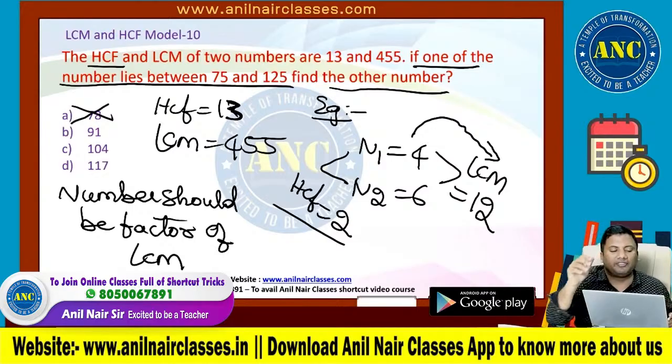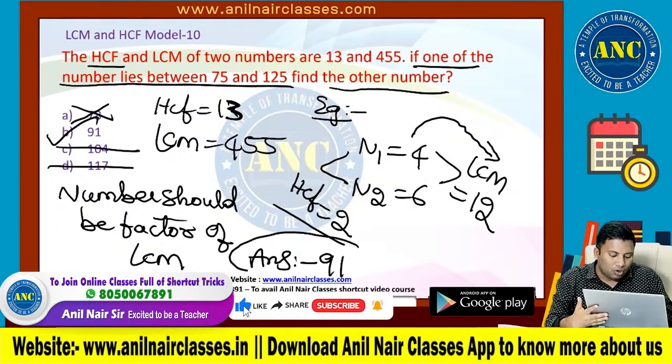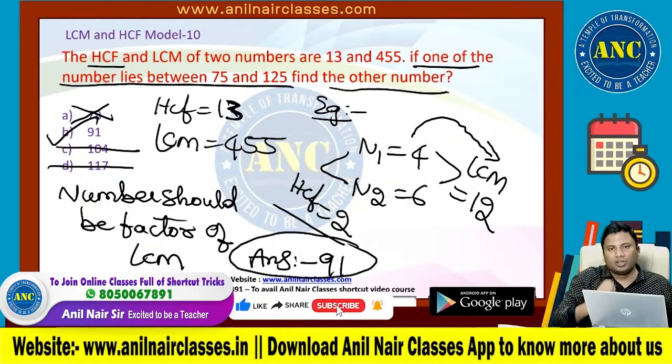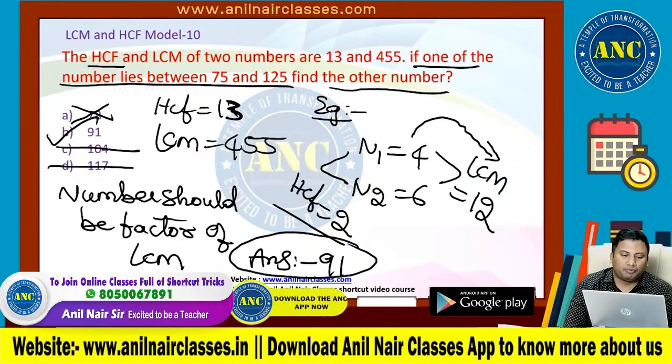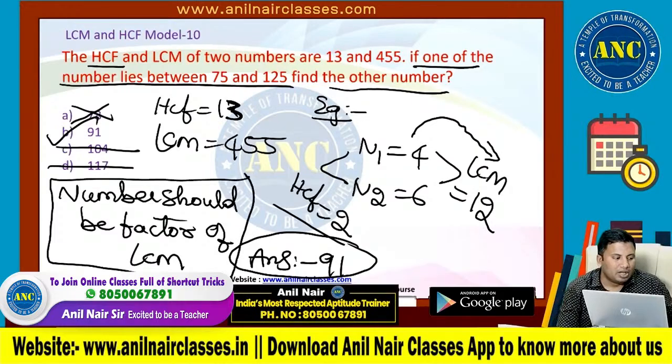78 is not a factor of 455. 91 is a factor of 455. Not possible. No need to find the numbers. Use logic. HCF is 13, LCM is 455. The concept is that the number should be a factor of LCM.